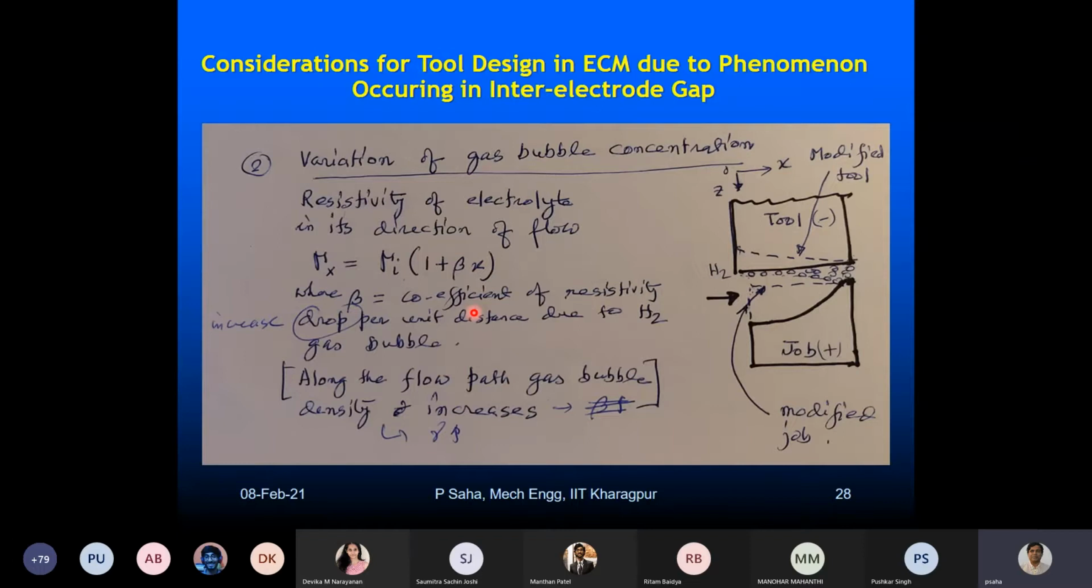So depending upon the machine settings, this value of the beta may change. And with some experimental experience you can gather and put them in the equations. Accordingly, you can do these modifications. Okay.